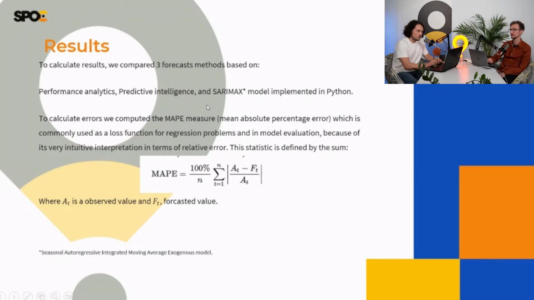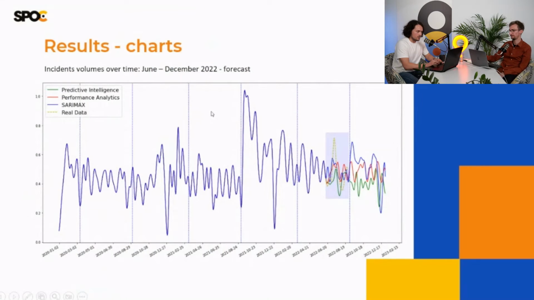So we only focused on data that's already inside of our number of incidents. We do not input some external data to the model, because exogenous means that we can set some additional information about the data. In our model we only use the information that is already inside of our time series.